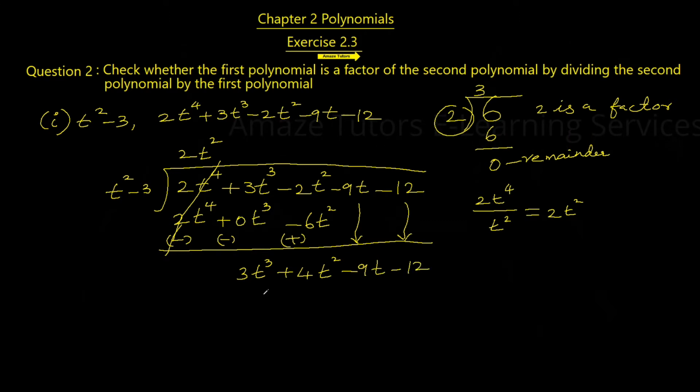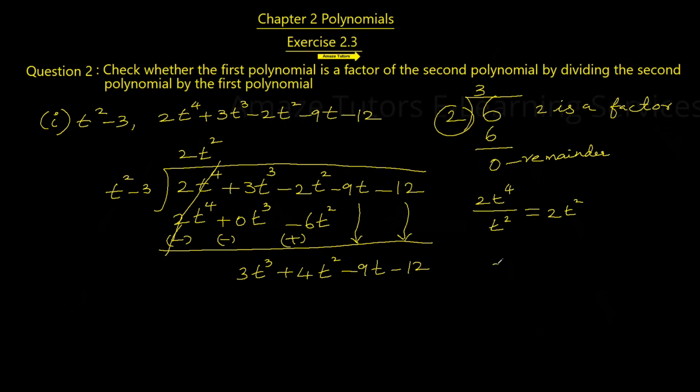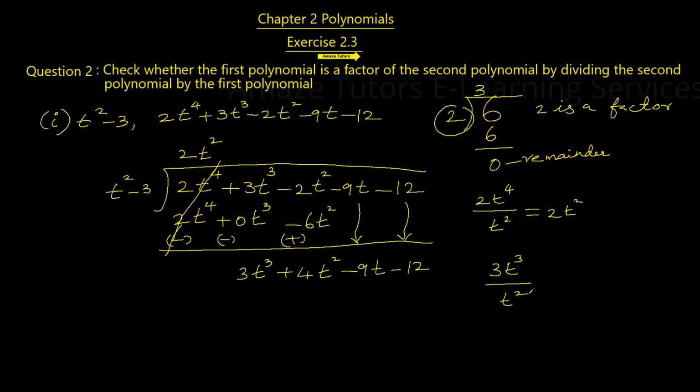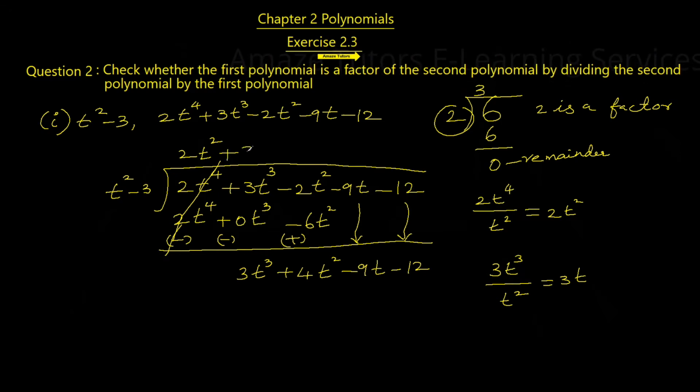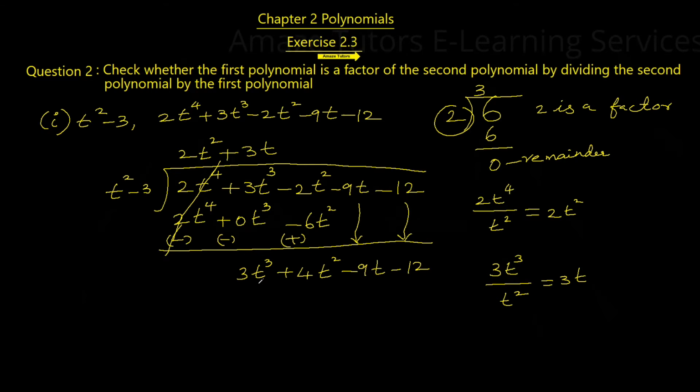Now repeat the same step. Divide the first monomial of the dividend by the first monomial of the divisor. 3t cubed divided by t squared is simply 3t. Now write it next to 2t squared. Multiply 3t by t squared minus 3. Write it under the new dividend.